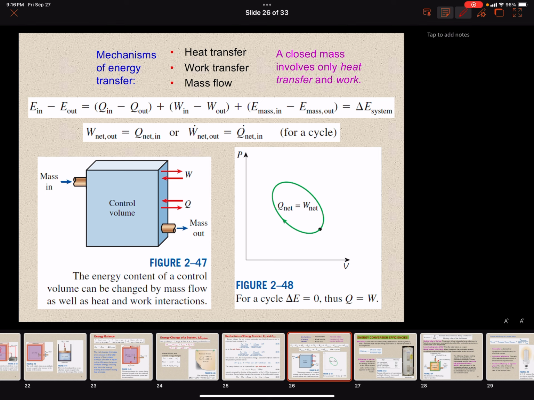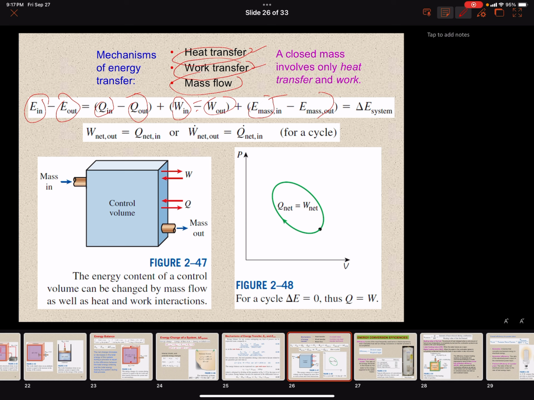Again, energy can be transferred to or from a system in 3 forms: heat transfer, work transfer, mass flow. But if we have a closed system, the only 2 things that can transfer from the system or inside the system will be heat transfer and work, because for a closed system, mass is constant. And if you see this equation, it says total energy in minus total energy out. And what are the forms of energy that we have? It could be heat transfer, it could be work, it could be mass flow. So heat transfer in minus heat transfer out plus, because it will be the total, work in minus work out plus mass flow in minus mass flow out.